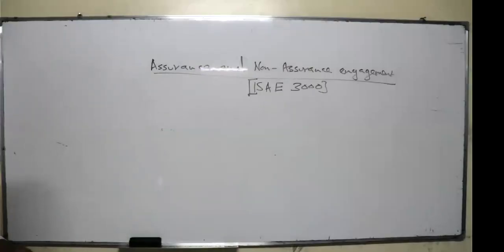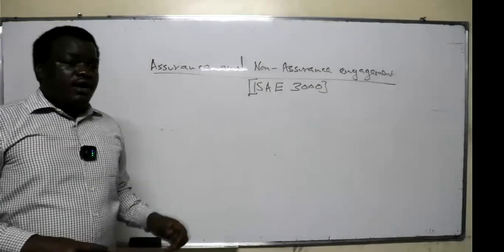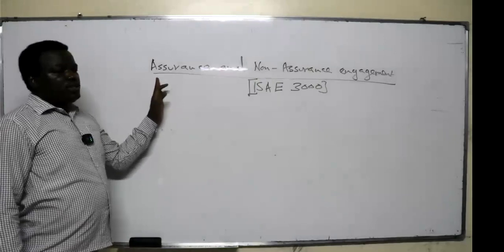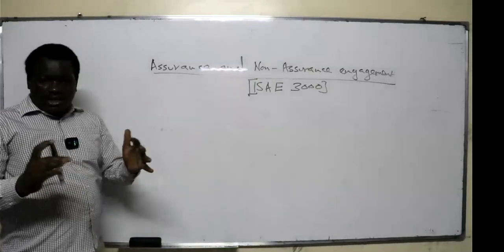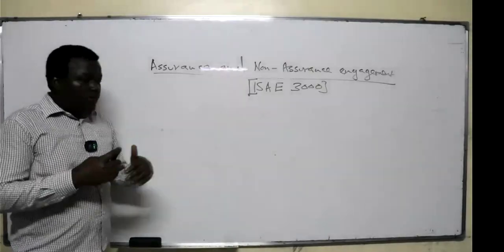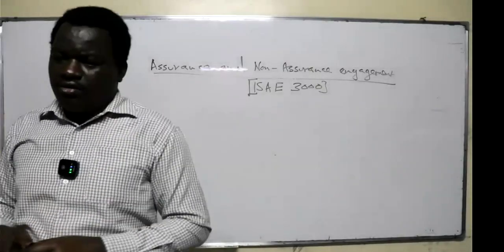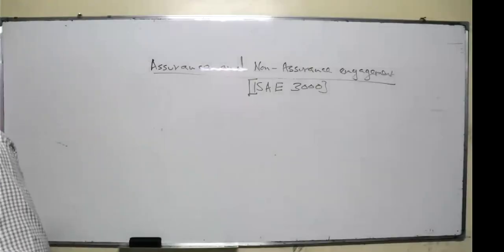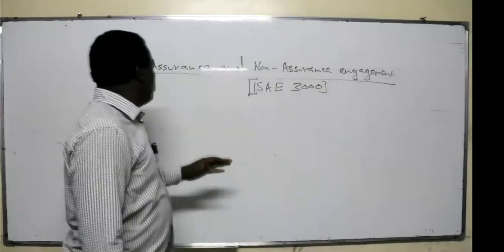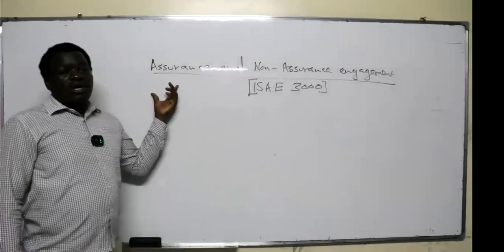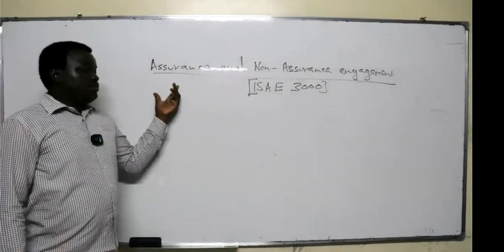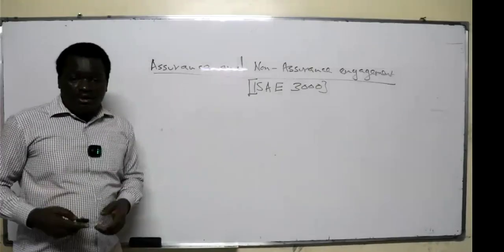So before we even go further, we have this word here, assurance. We need to know what this term assurance is, just the English word. Before we look at it in audit, what do you mean by the term assurance engagement? It's very important for us to know this word. It's a common word we often use, especially when we are engaging with people.